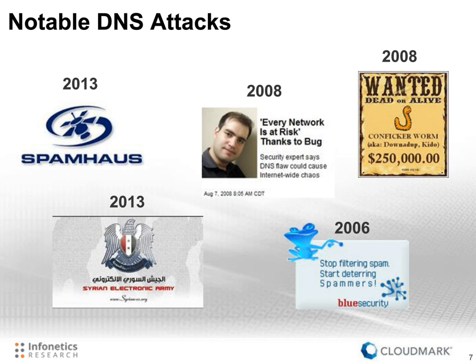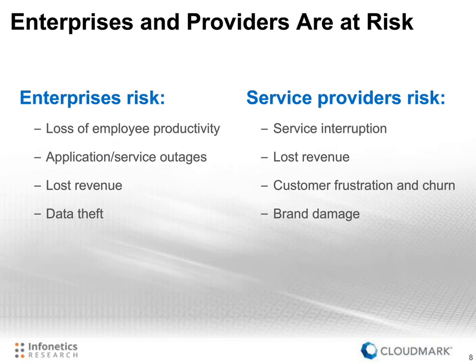And everybody's at risk. I mean, consumers are at risk too, but they tend to fall under the purview of the service providers that they subscribe to. But enterprises and service providers both face a lot of potential risk. On the enterprise side, DNS infrastructure goes out of commission. You have a massive loss of employee productivity, application and service outages, depending on exactly what's hit, the potential for lost revenue, and as we'll see when we talk about some of the emerging threats, actual data theft using DNS.